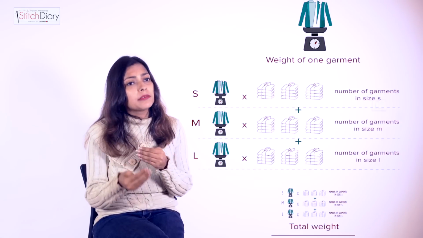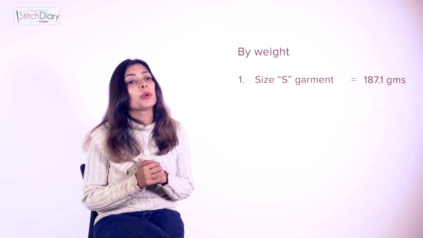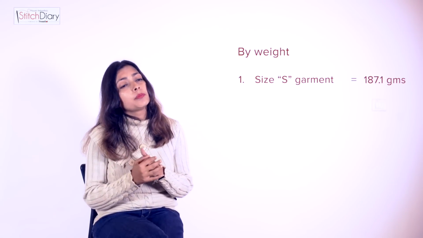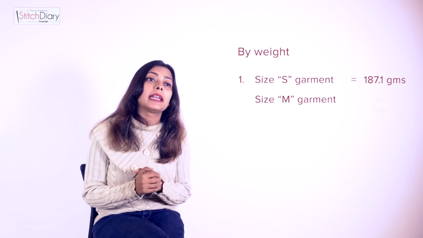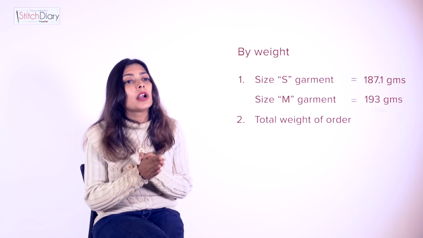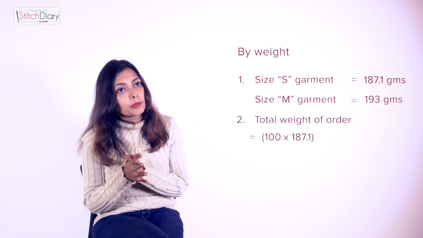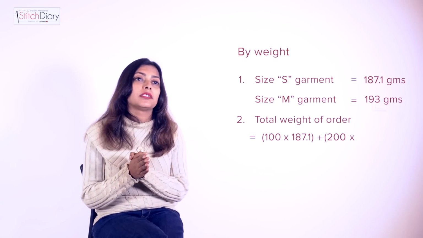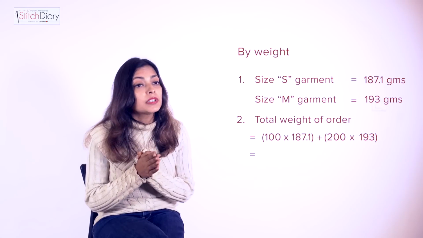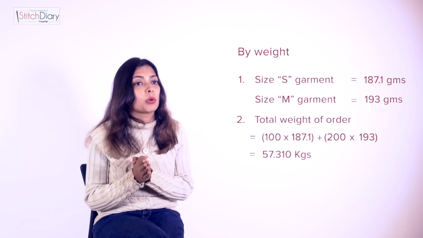Let's continue with the previous example to understand this. So let's say if we measure one piece of small size, the weight turns out to be 187.1 grams. And we measured a piece of medium and the weight turns out to be 193 grams. Now we were cutting 100 pieces of small and 200 pieces of medium in this order. So 100 into 187.1 and 200 into 193 grams gives us 57.310 kgs of fabric which has been used in the order.